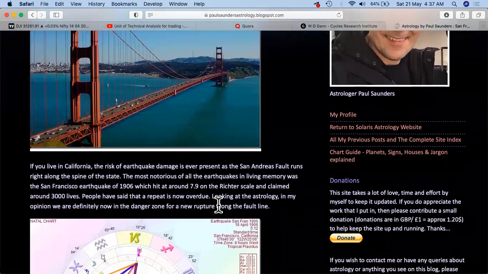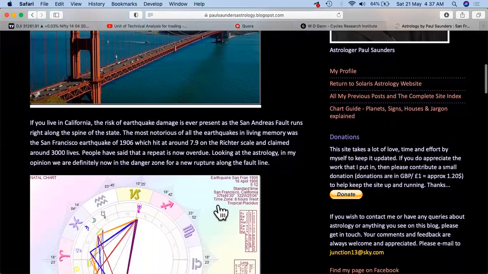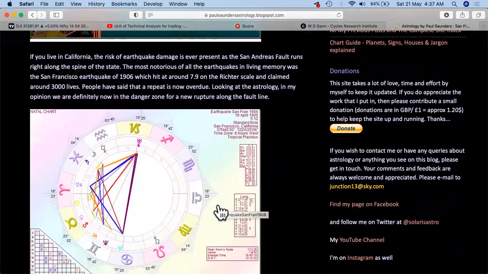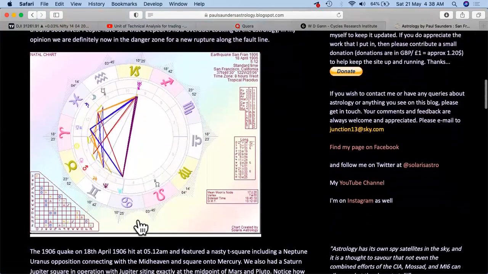The most notorious of all the earthquakes in living memory was the San Francisco earthquake of 1906, which hit at around 7.5 on the Richter scale and claimed around 3,000 lives. That was in 1906. People have said that a repeat is now overdue. Looking at the astrology, in my opinion, we are definitely now in the danger zone for a new rupture along the fault line. So this is something which astrology says, and these are more astrological charts related to the San Francisco earthquake of 1906. Probably for this, some special software has been used.